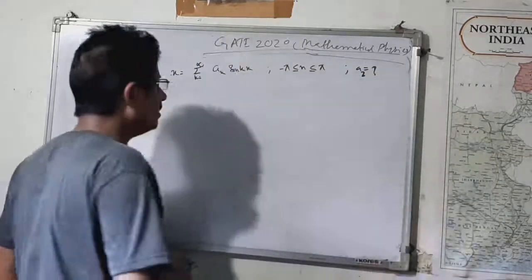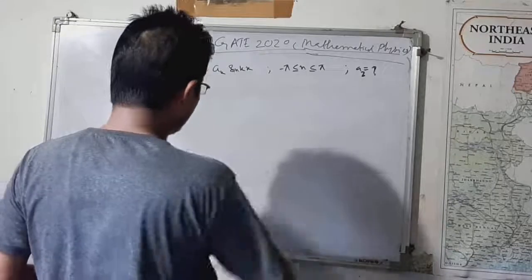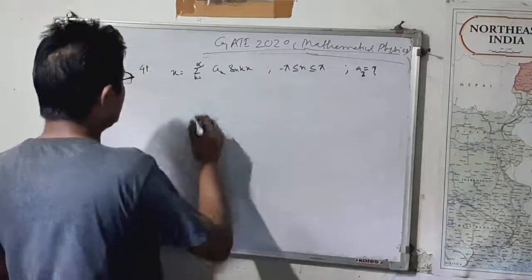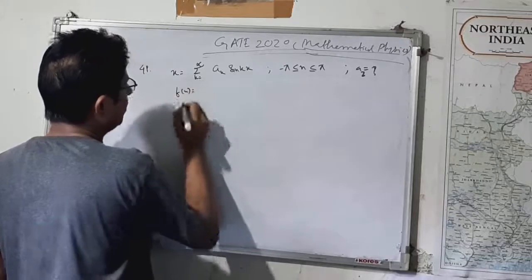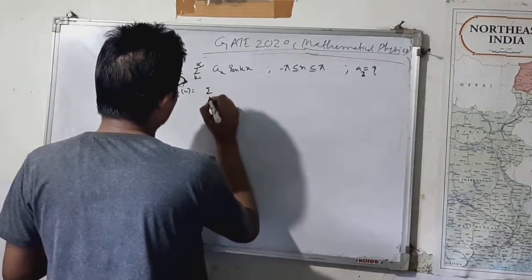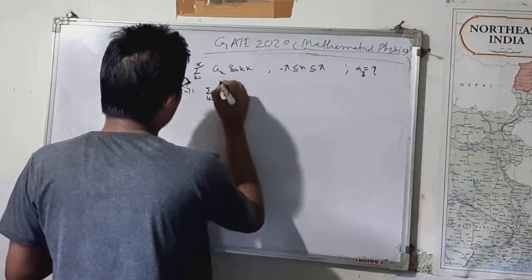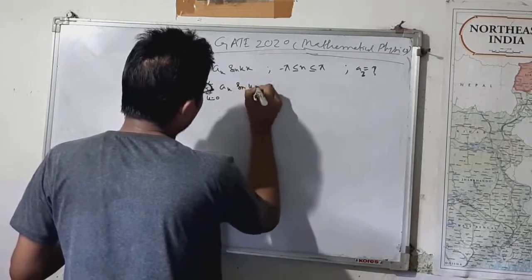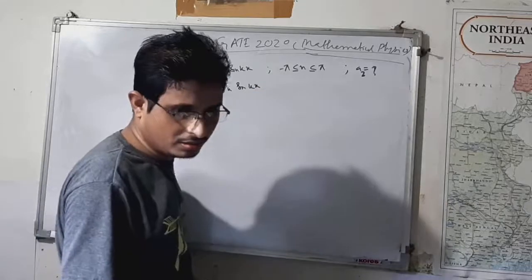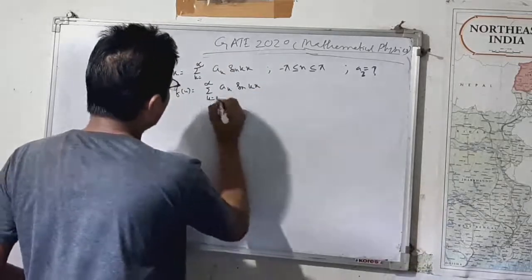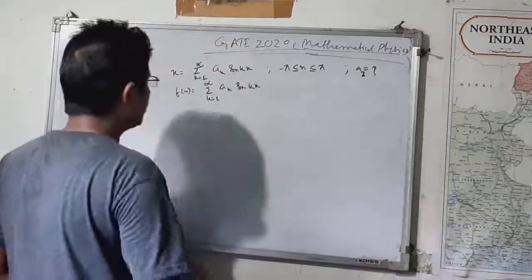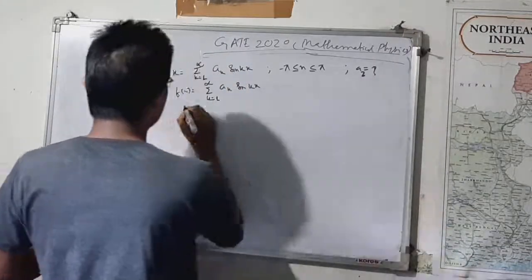So this question comes mainly from Fourier series. In case of Fourier series, we know that f(x), the function of x, can be expressed in terms of sine or cosine functions. So here f(x) is the summation of k equal to 1 to infinity of ak sine kx. So in this case f(x) is equal to x.